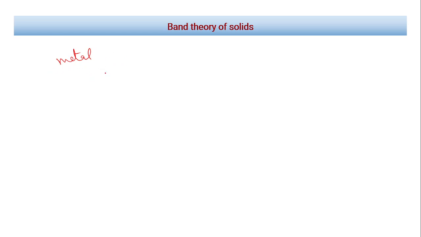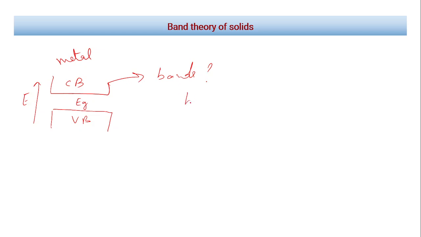Metals have very small resistivity, very high conductivity, and the gap between the conduction band and valence band is very small. If this is energy, the gap between the valence band and conduction band is very small, or sometimes even overlapping. Then it's a metal. When the gap is very large, it is an insulator. So what is this conduction? What are these bands that we are referring to? What kind of bands are these? So actually these are bands of energy levels.